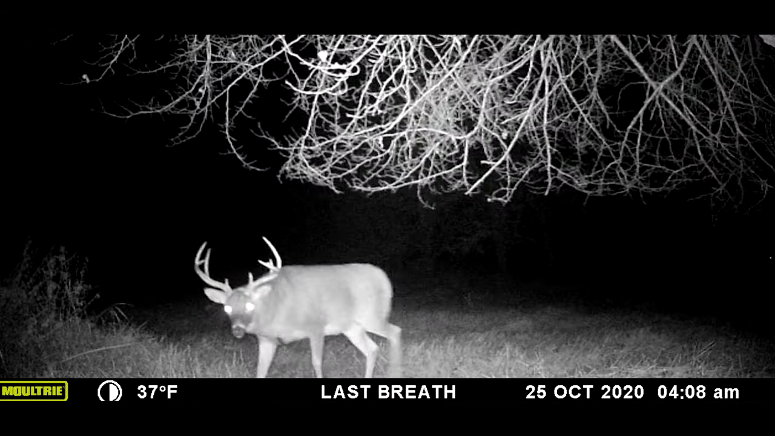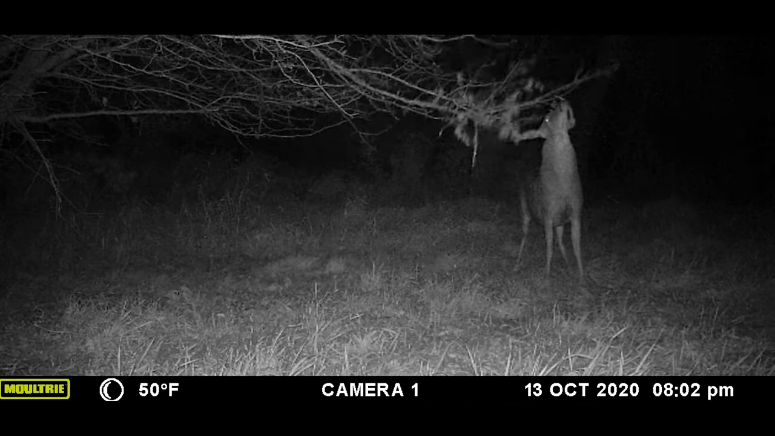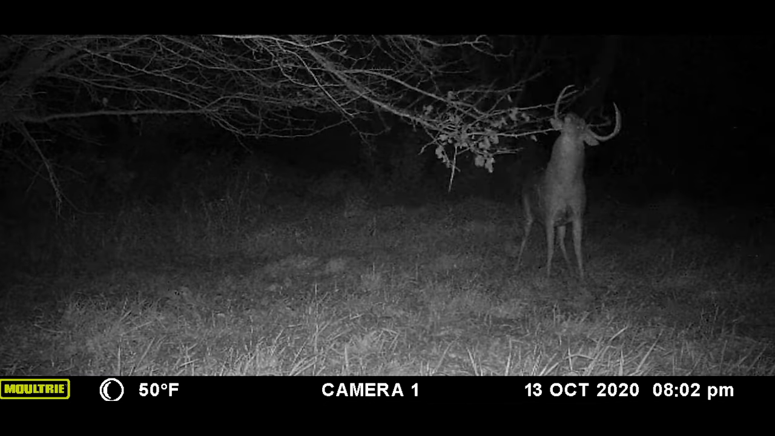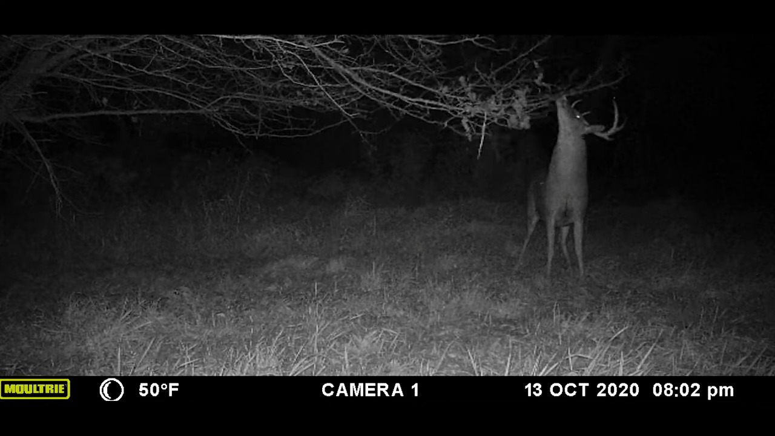One of the key things to note here is that Matt and Jesse exclusively ran their cameras on video mode set to 60-second clips. With this, they could really analyze how Hanson was acting, specifically in the scrapes, and again, specifically when or if other deer were present. After noting how aggressive he was, how dominant he was, that really played a role in how they would hunt and set up on this buck come November.